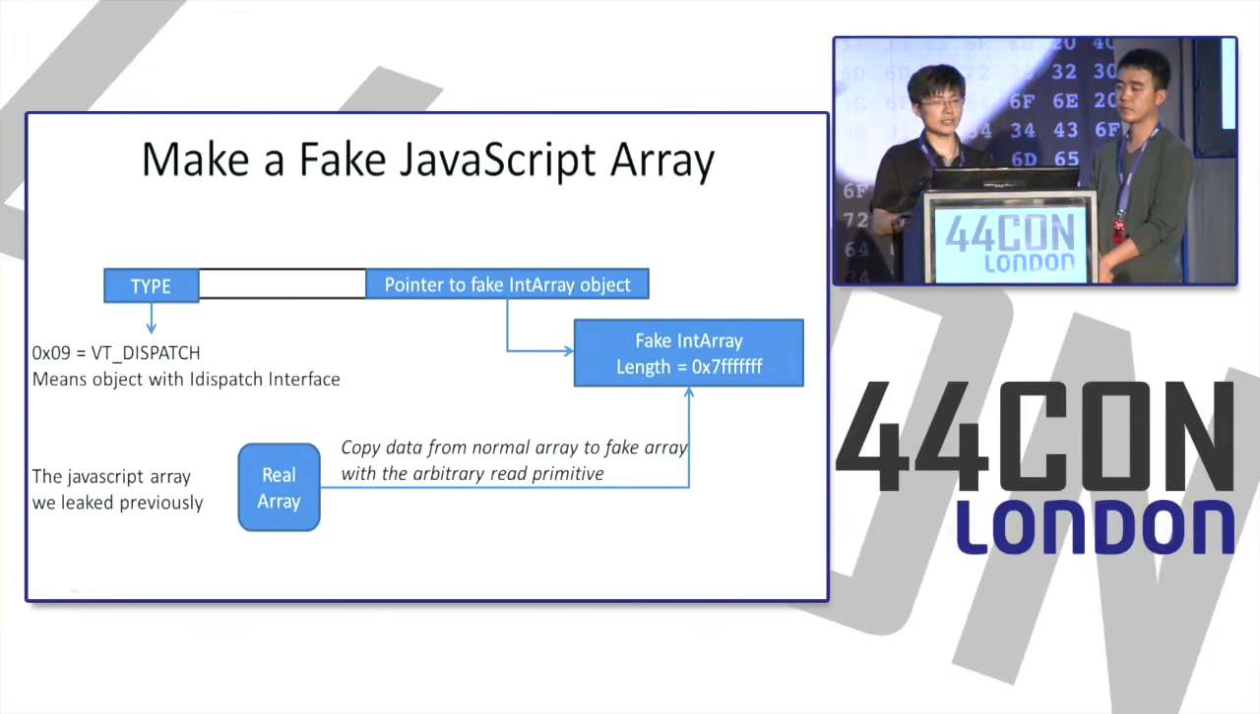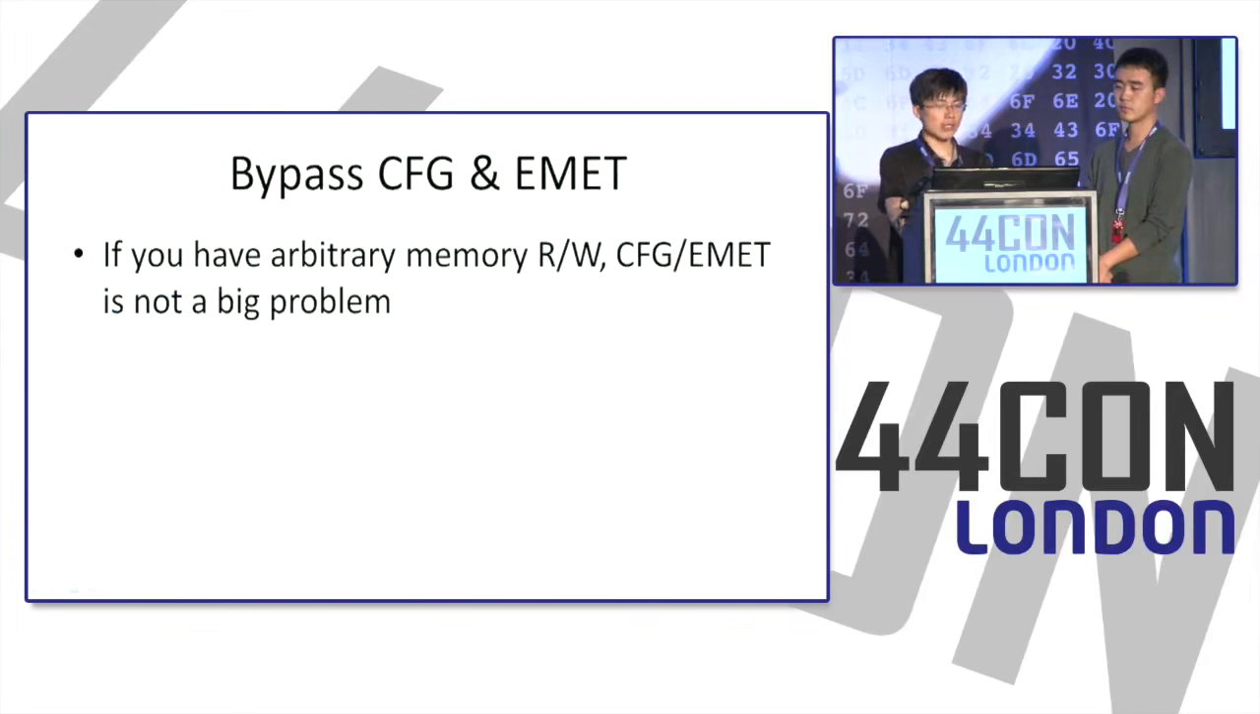After the copy, our fake JavaScript array will contain exactly the same data as the real JavaScript array. So the JavaScript engine will believe that this is really a JavaScript array object, except that we set the length of our fake JavaScript array to a very large value. Now we have achieved arbitrary memory read and write in the IE process.